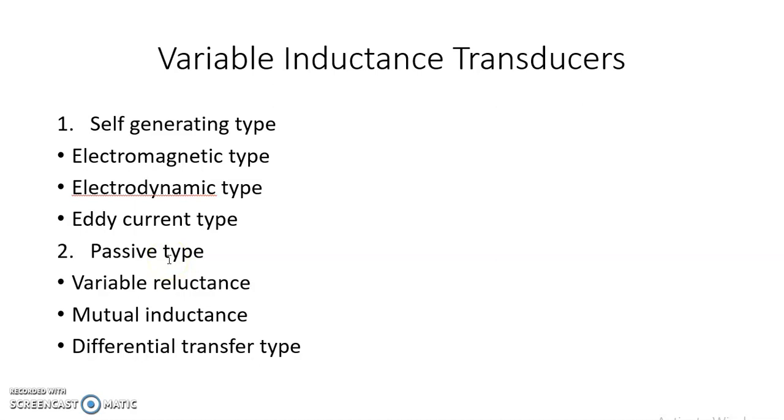Now, passive type variable inductance transducers. In this type, the motion of an object results in change in the inductance of the coil. Therefore, the physical quantity is measured in terms of change in the inductance of the coil. Passive type variable inductance transducers are of three types: variable reluctance type, mutual inductance type, and differential transfer type. Now let us discuss these different types of variable inductance transducers.